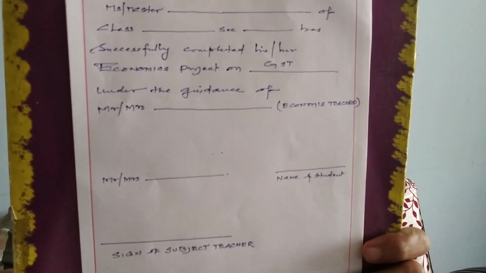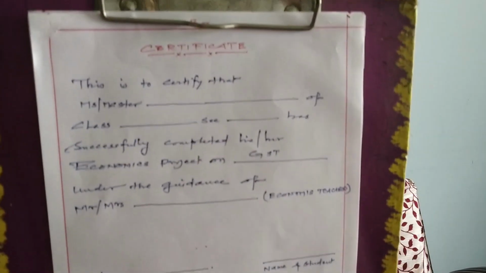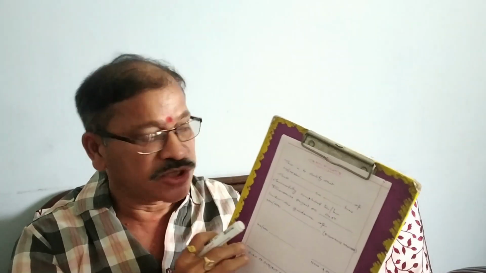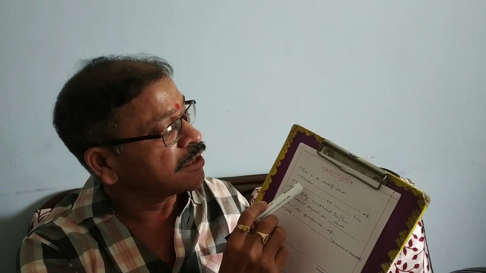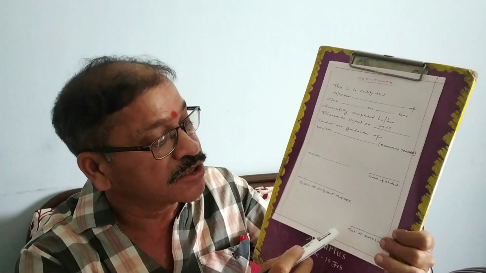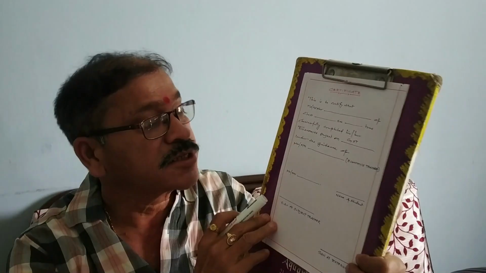Now third page. Third page is certificate. Okay? What is the certificate? Certificate is generally given by the teacher. This is to certify that Master Dash of class section has successfully completed the economics project on GST under the guidance of Dash, economics teacher, Mr. and Mrs. That is economics teacher's name, name of the student, signature of subject teacher, and signature of external. This is your certificate.